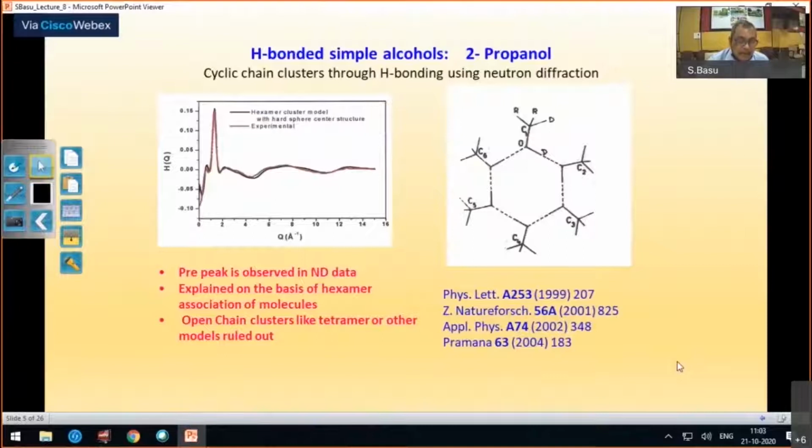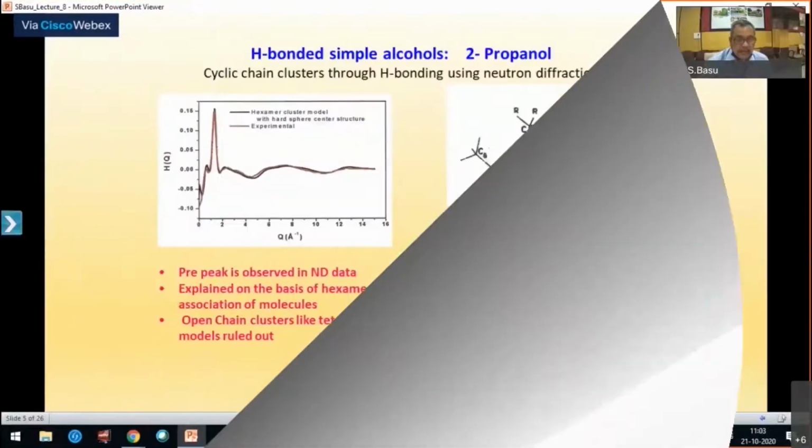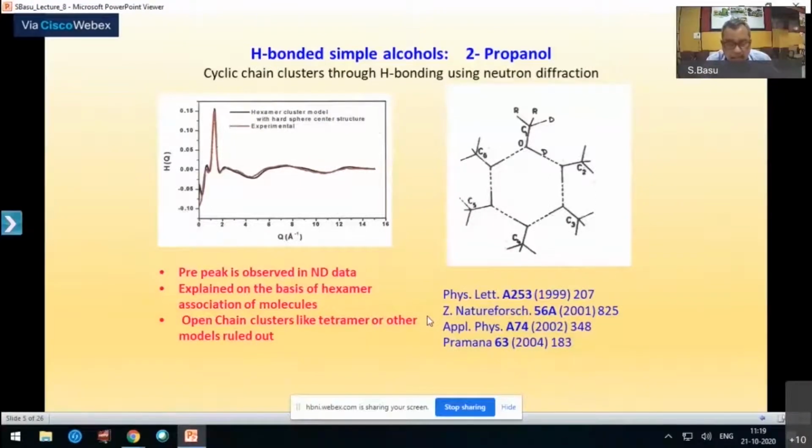Now, if I look at the pair correlation function for the liquid, I'm sorry, there was some internet disturbance, so we lost some time. So I will try to repeat what I was trying to tell you.